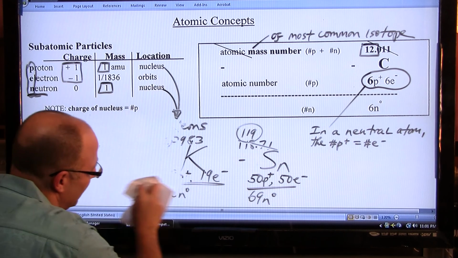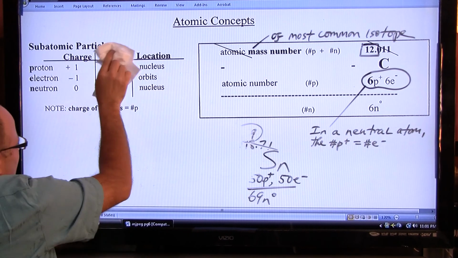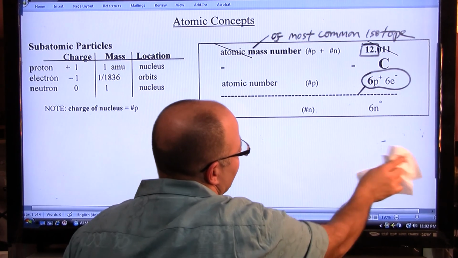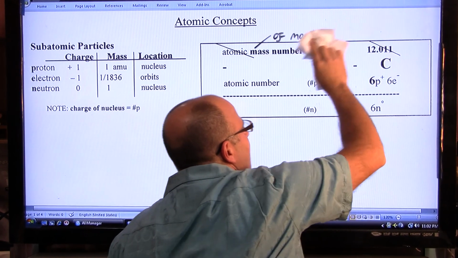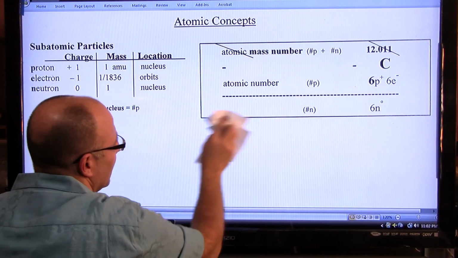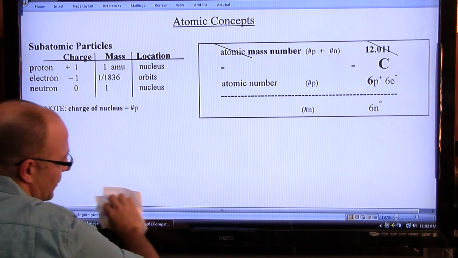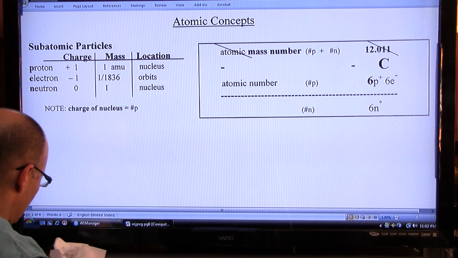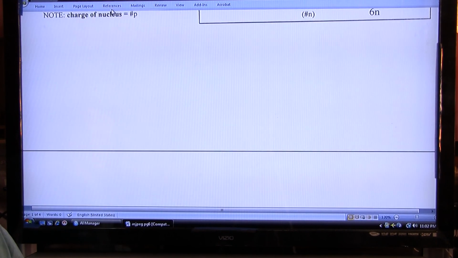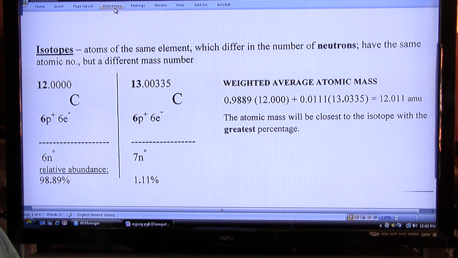Once you get your pen, the next thing to cover in atomic concepts is this thing about isotopes, which confuses a lot of students. I guess they confuse isotopes with isomers. Isomers comes up in the organic unit. That's when you have the same composition, the same formula, but a different structure. But isotopes is when you have atoms of the same element that differ in the number of neutrons. So let's look at that together right now.